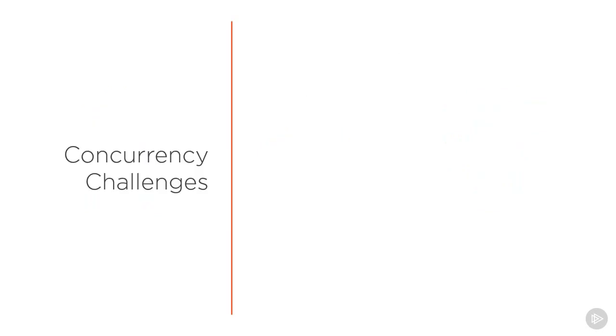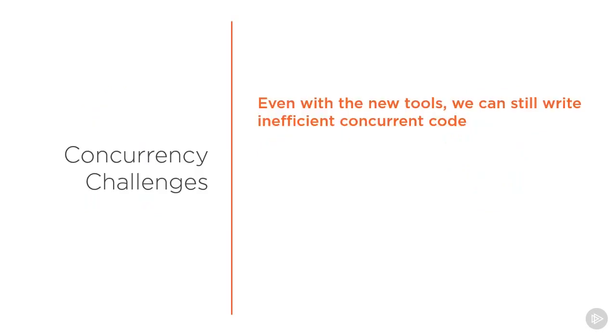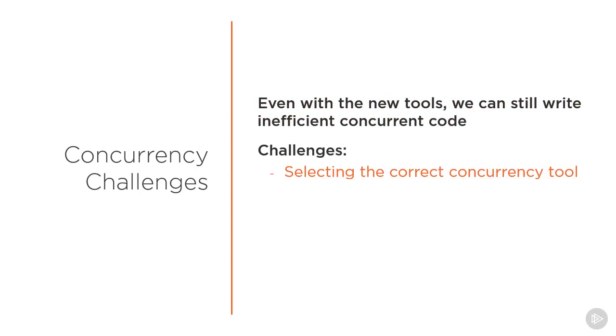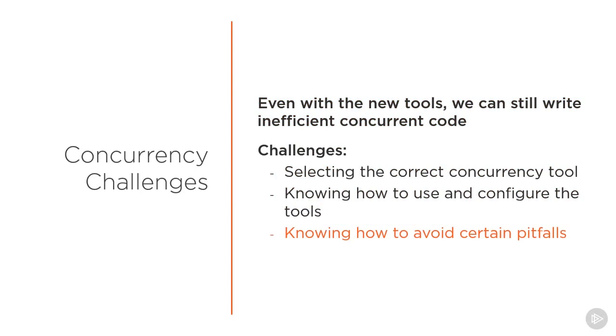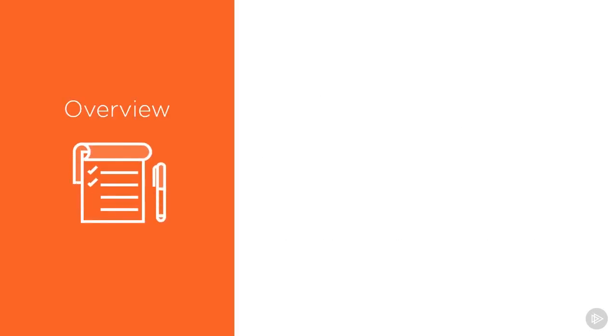These higher-level classes are designed to take out some of the difficulty of writing concurrent code. However, even with these tools, it's still easy enough to write concurrent code that's inefficient or not as efficient as it could be. Knowing which concurrency option to use compared to another, how to use and configure these tools, and how to avoid certain pitfalls can be a challenge. And while it's not my intention to attempt to cover everything, in this module, we'll examine some of the best practices for working with concurrency in order to maximize the efficiency of your application.